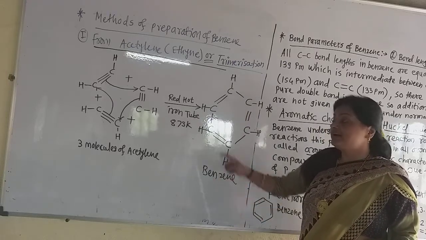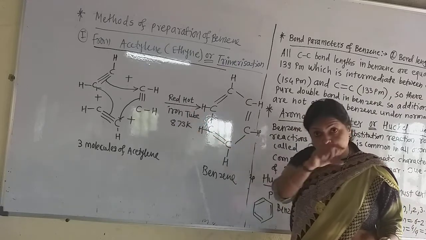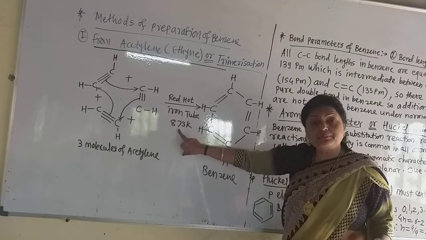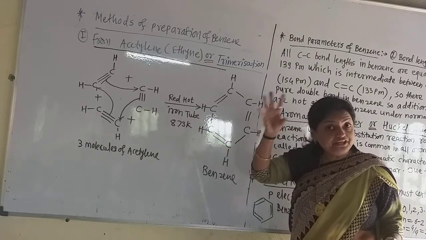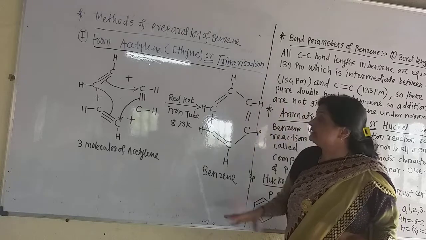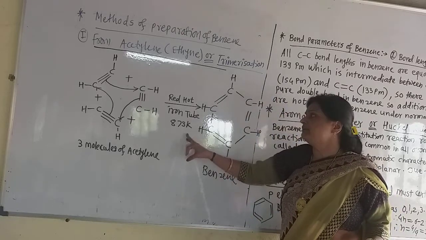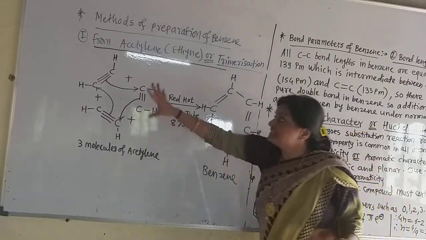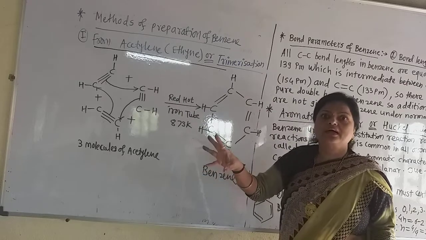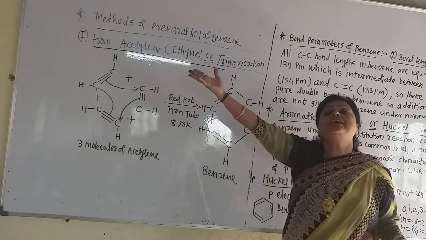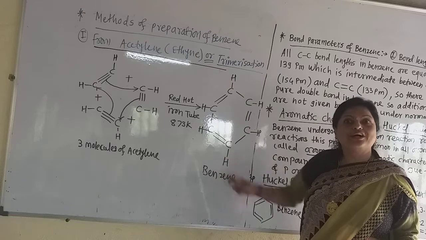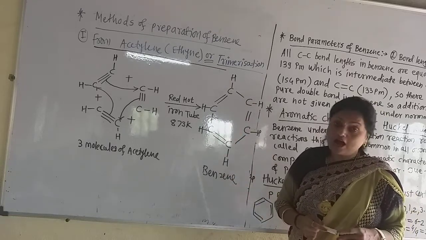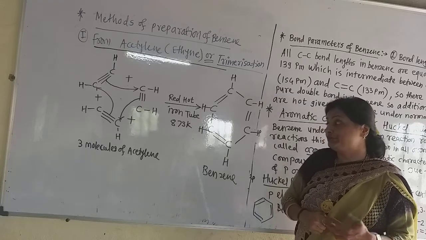So this requires a red hot iron tube, at very high temperature, 873 Kelvin, which means 500 degrees centigrade. At 500 degrees centigrade, the iron tube becomes red, and through that red tube, the acetylene gas is passed, and on the other side of the tube, there is formation of benzene from the acetylene molecules. That is the mechanism of how 3 acetylene molecules give the benzene ring.